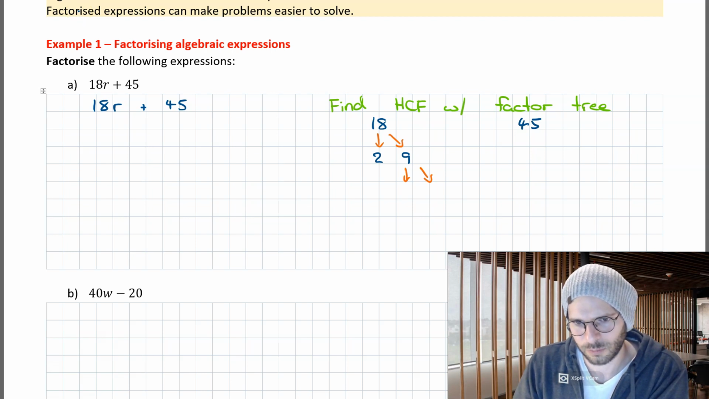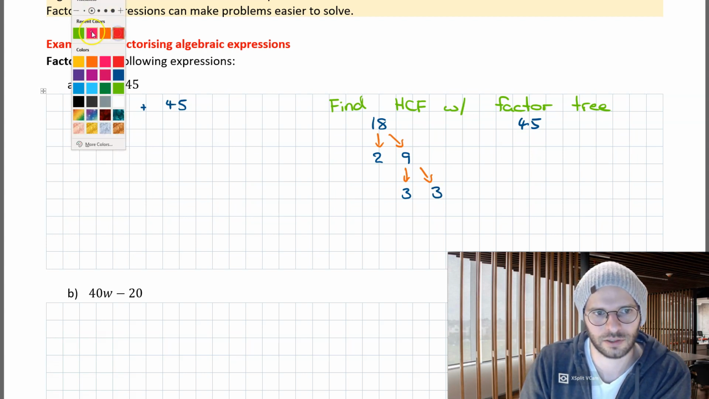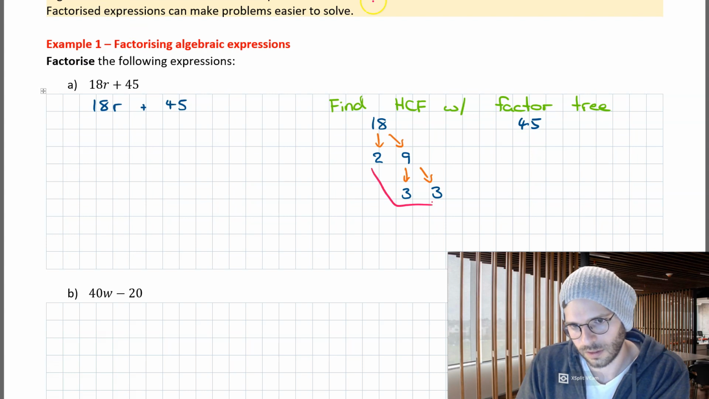So I move to the next prime, which is 3. Can I divide 9 by 3? The answer is yes, I can. So I get 3 left over. And therefore, I've found all of my factors.